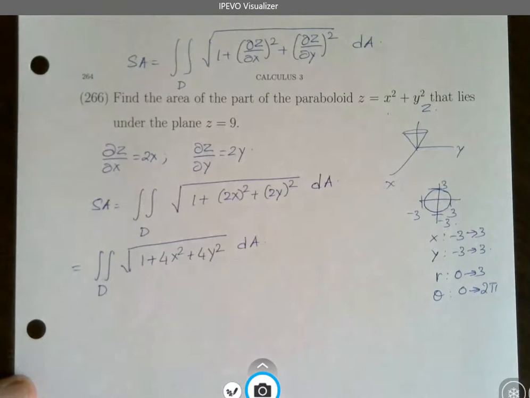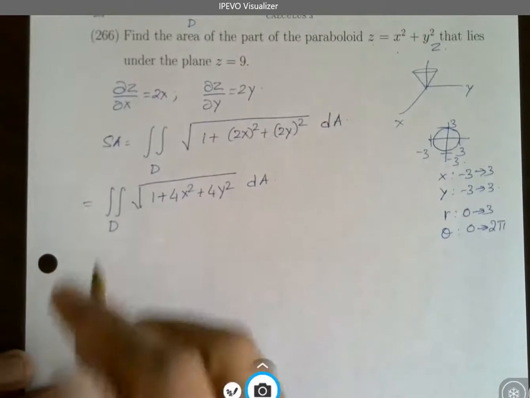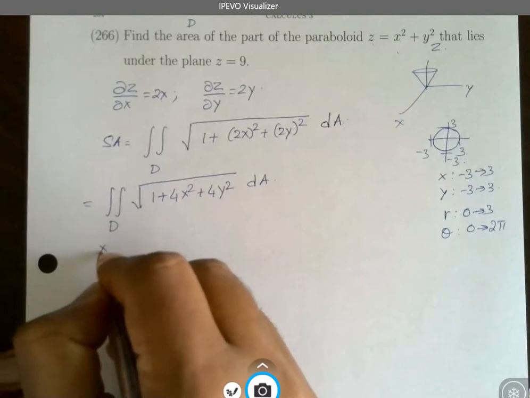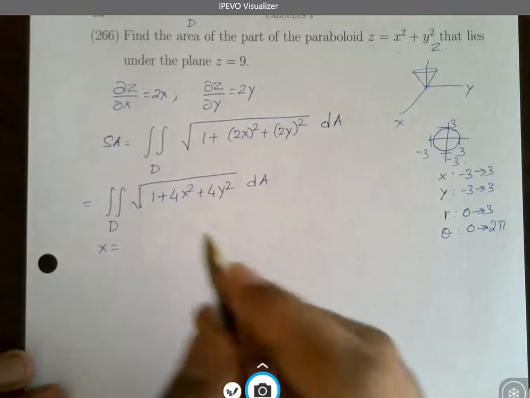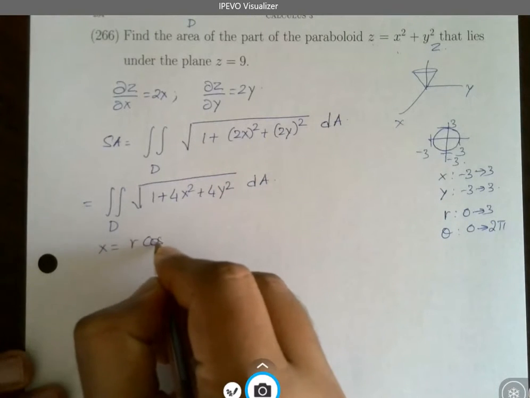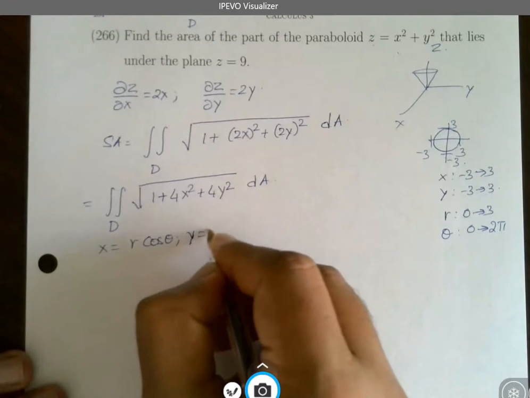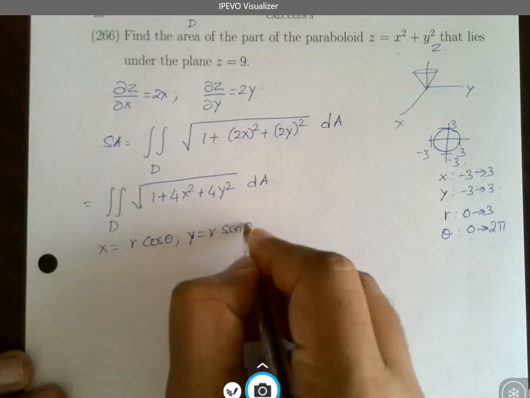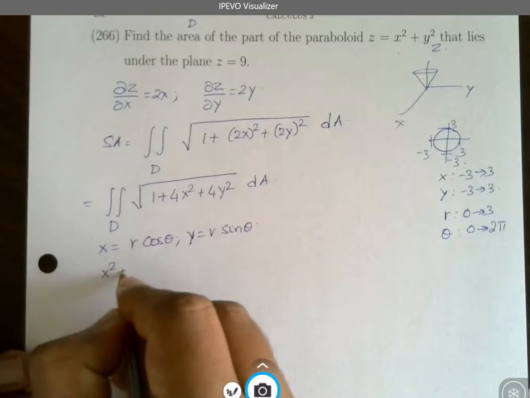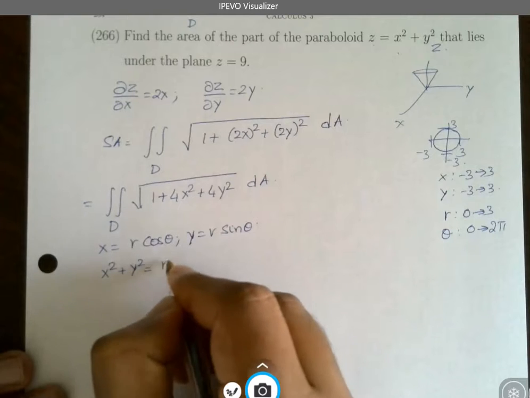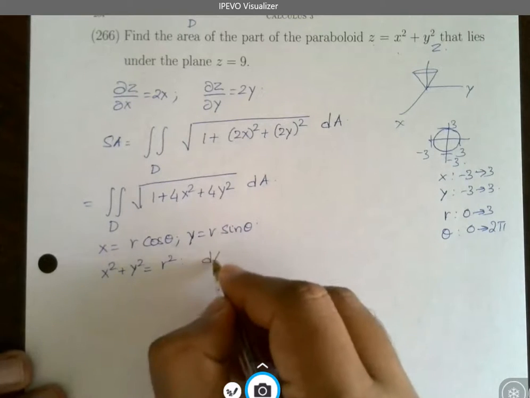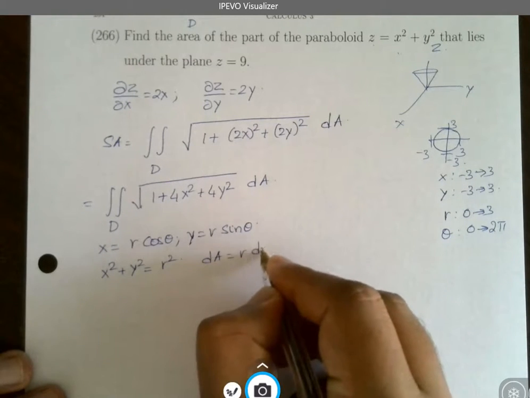I'm not even going to try. You can try it if you are interested. So I'm going to make a substitution: x equals r cosine theta, y equals r sine theta. So that means x squared plus y squared is going to be r squared, and I know that dA is going to be r dr d theta.